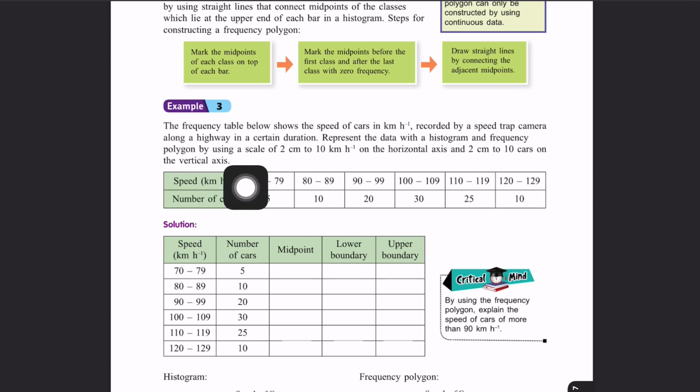So apa yang kena buat? First, you try to construct this kind of table. So ada dia punya class from the question, and also the frequency from the question. You just add in the column for midpoint, lower boundaries and upper boundaries. So sekarang kita cuba kira. Midpoint.